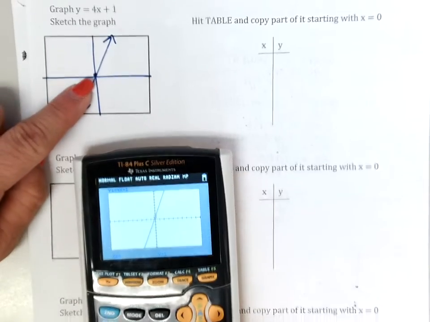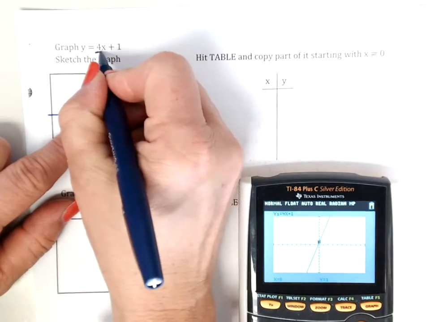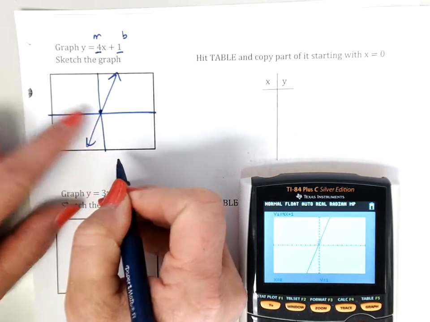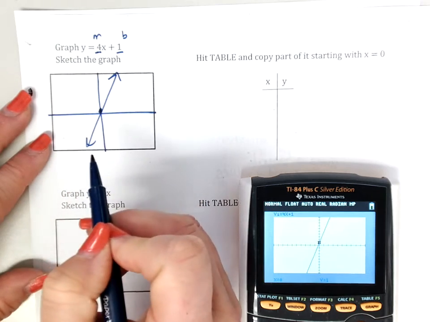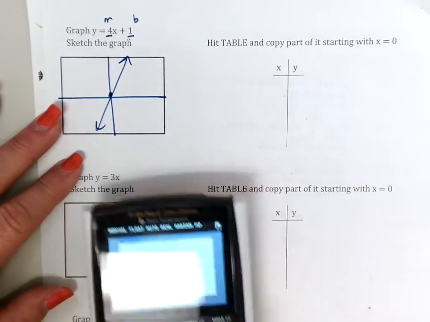This is my y-intercept, right? 0, 1. This is my y-intercept, right? So here is my slope. Here is my b, or my y-intercept. My y-intercept crossed at 0, 1. Here's the positive 1. Okay, so we're making some connections there.